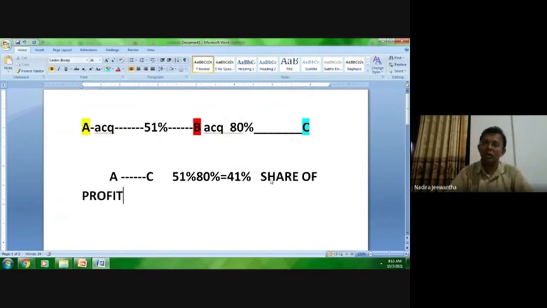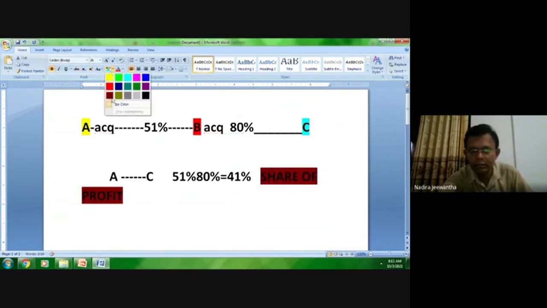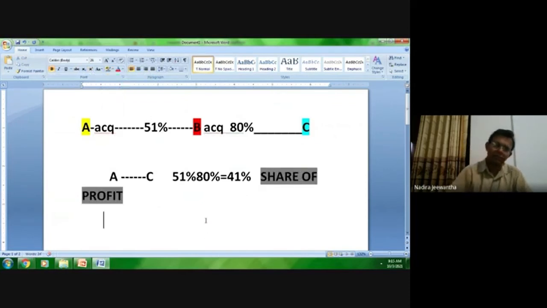Share of profit. Remember the word. Share of profit. You take only share of profit for the associates. Significant influence, that is associate. Share of profit, that is also associate.